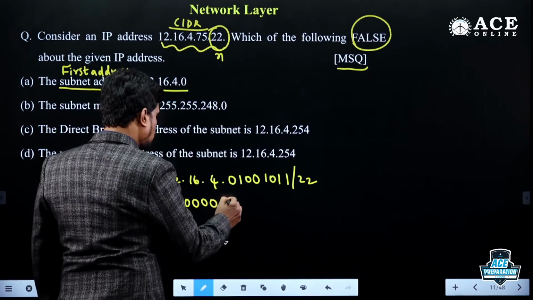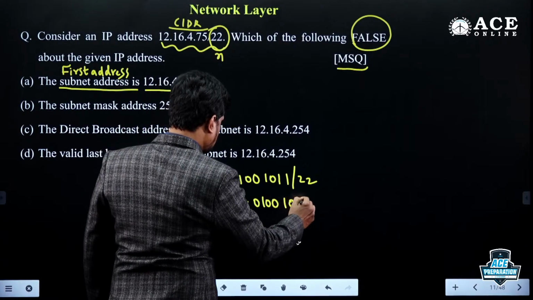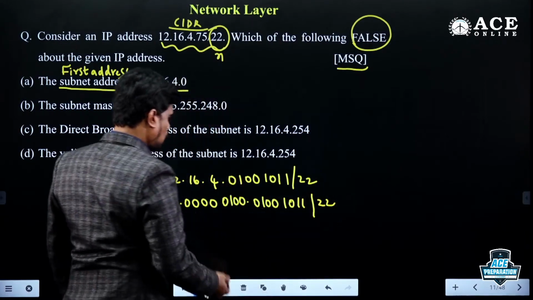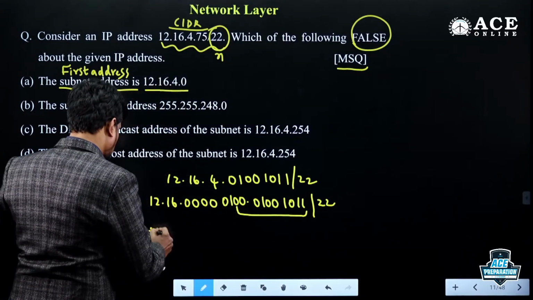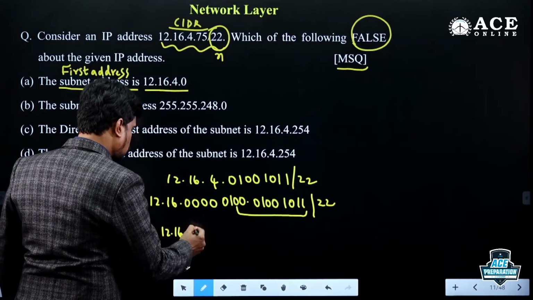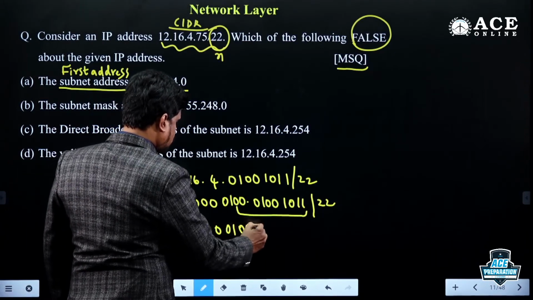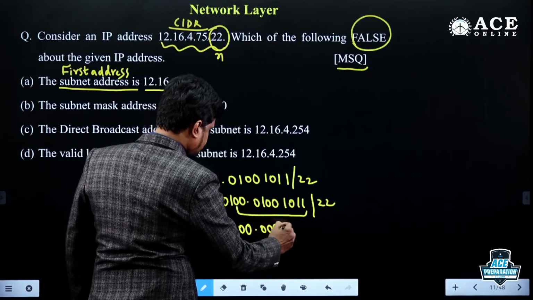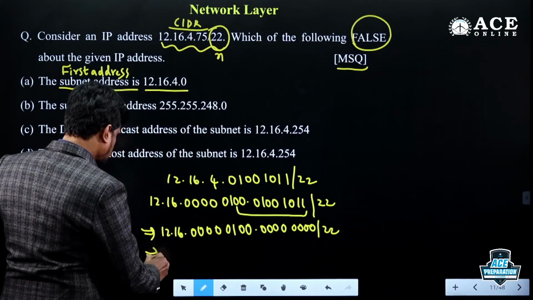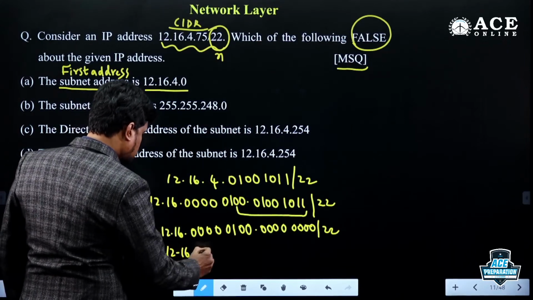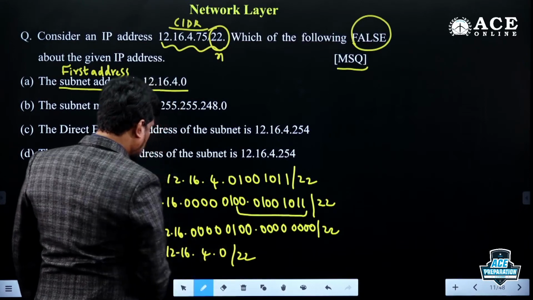12.16.0100 dot 01001011/22. The last 10 bits I need to set to 0. These are the 10 bits I need to set to 0. If I set these 10 bits to 0, what would be the result? Have a look. 0100 followed by all zeros, slash 22. Then this is 12.16.4.0 slash 22.